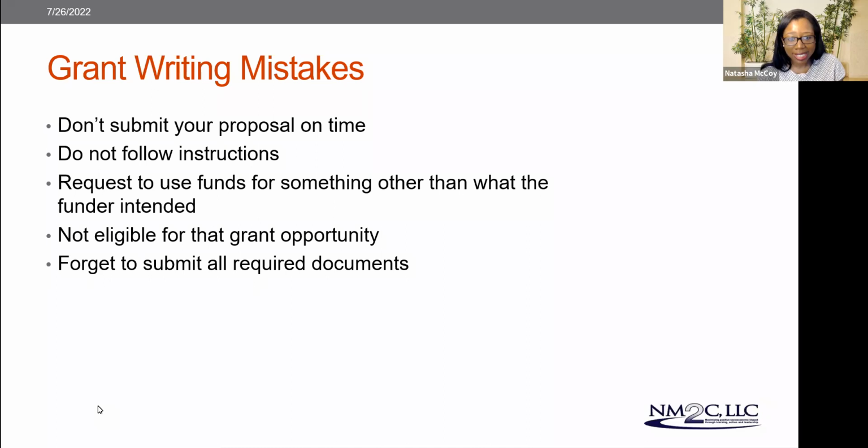Don't make the mistake of forgetting to submit all the required documents and documentation. So you want to make sure that you've given them everything they've asked for.